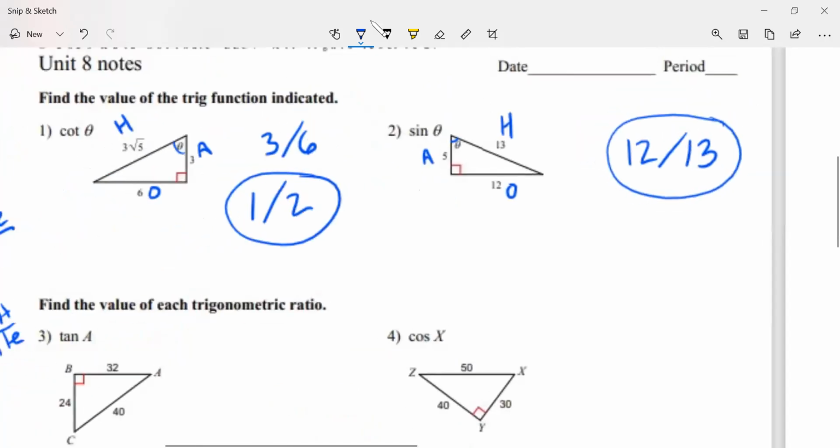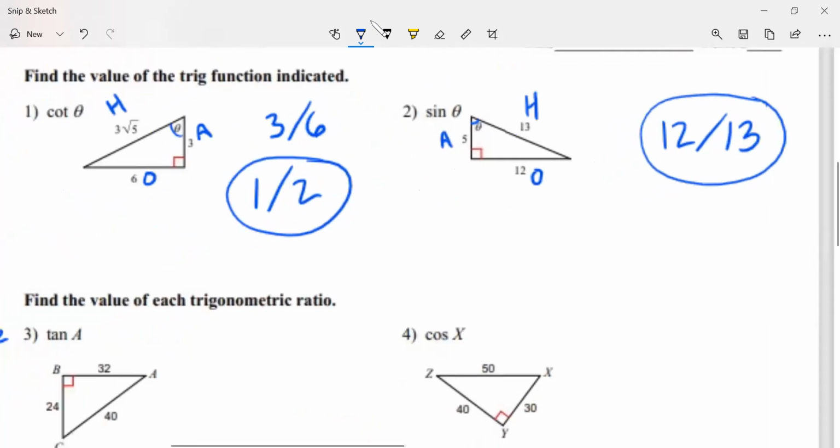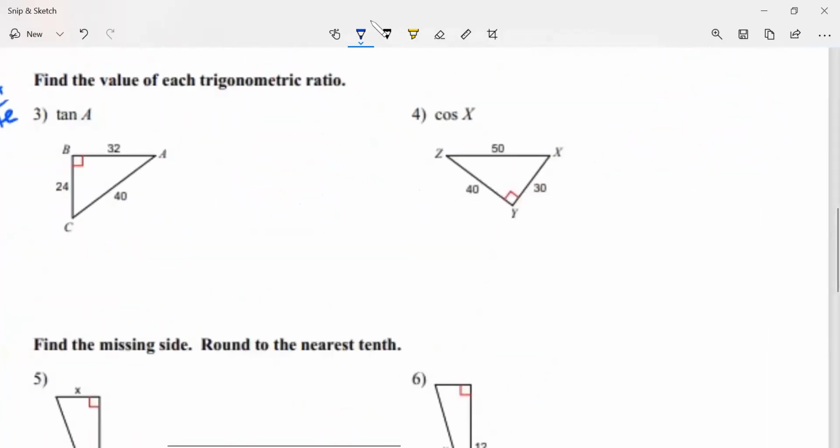So when it says find the value of the trig function indicated, trig is for trigonometry, I'm looking for a ratio. Remember, ratio is the fancy way of saying fraction. So we will have fractions. Now, looking at question number 3, I'm still going to ask you guys for the same idea. Find the value of each trigonometric ratio. So I even said the whole word now, trigonometric ratio.